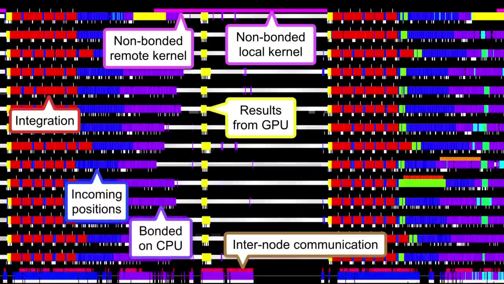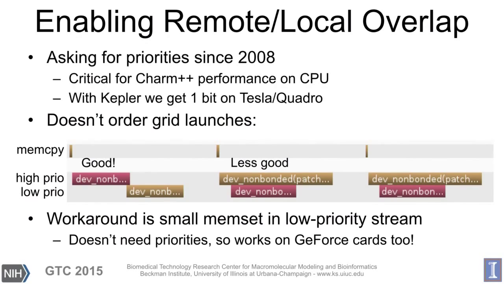GPUs, modern GPUs, can overlap those. We want to do that. When Kepler came out and they put in a priority queue, one bit of priority, we'd been saying we'd really like priorities on these GPUs. They gave us one bit of priority. Unfortunately, they also increased the flexibility with which the GPU can push work onto itself.